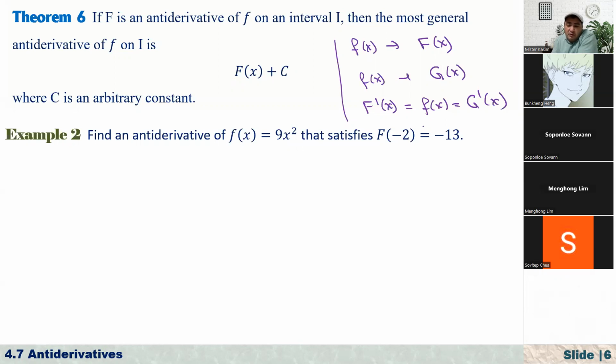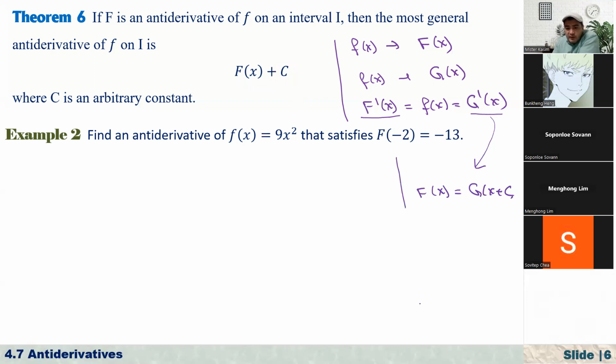Now, if you remember our corollary after the first derivative test, the derivatives of two functions are equal to each other if and only if the functions differ by a constant. That means if F prime of x is equal to G prime of x, then F of x must be equal to G of x plus c. Among the antiderivatives of the function, they differ from each other only by a constant. That's why, to define the most general antiderivative of f that includes all the antiderivatives, we just add c, some constant that represents all the antiderivatives of the function.